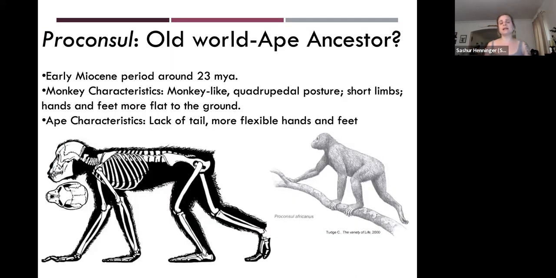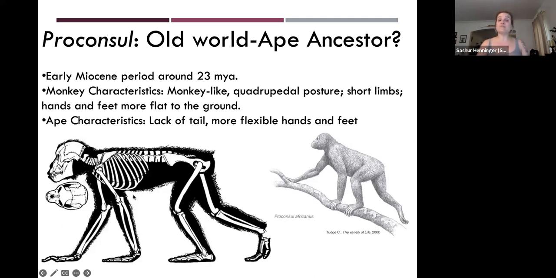So Proconsul is an Old World ape ancestor that is literally right in the middle, right? It still has Old World primate-like, monkey-like traits, but is moving in the direction of potentially being an ancestor to apes. This is a 23 million year old genus.